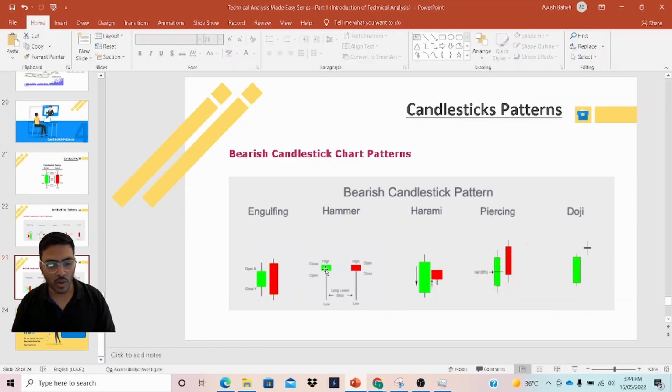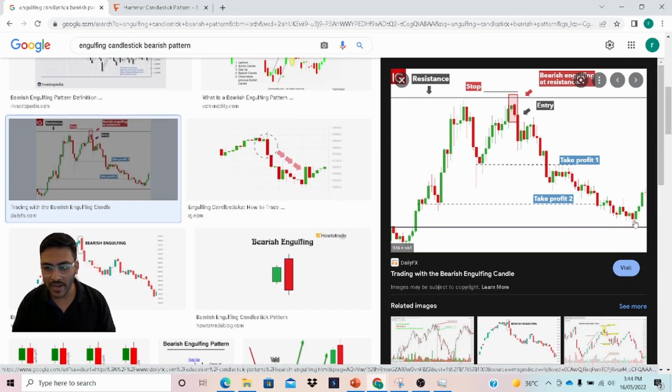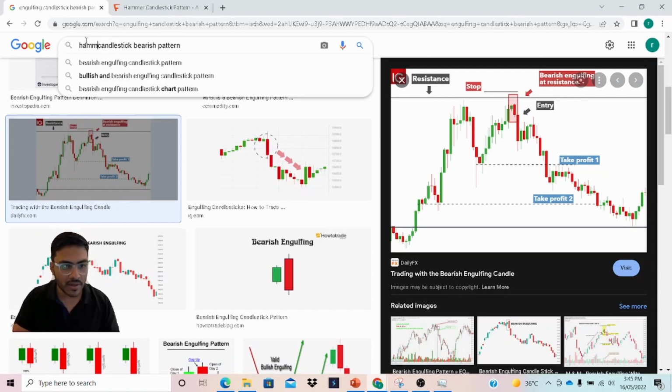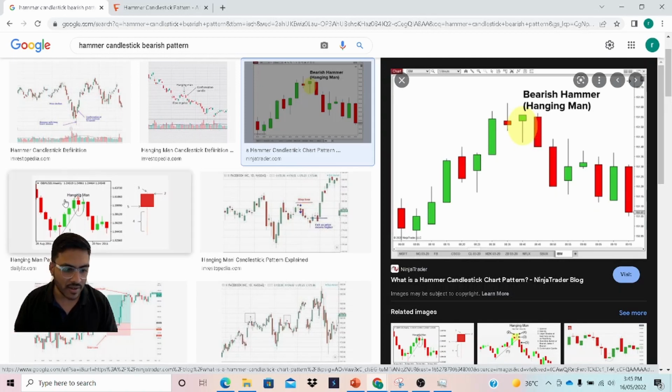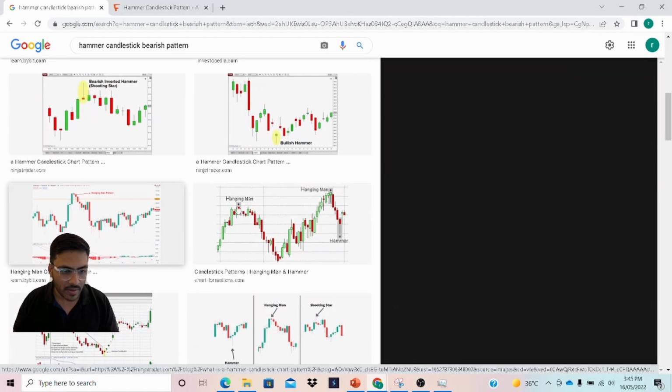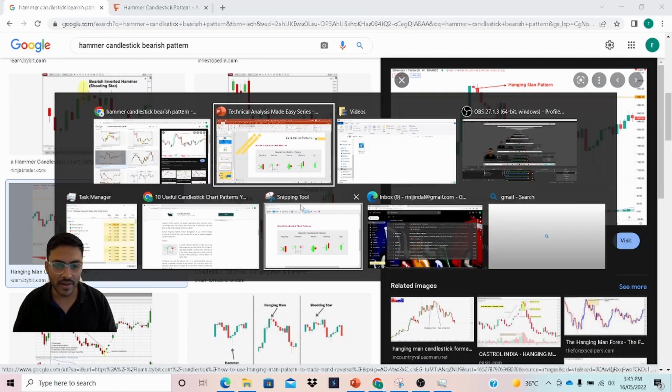Now hammer again. So hammer, basically if you see hammer at the bottom of trend, then it indicates the bullish reversal, and if you find a hammer at the top of trend, then it indicates bearish reversal. So let's see hammer. So this is a hammer. A small real body and then a large upper shadow, and then next day red candle is a confirmation and prices started declining. Again a hammer, next day red candle is a confirmation, prices started declining.